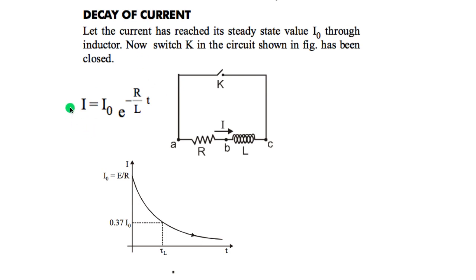Previously we learned the formula for growth current. The growth current and decay current formulas we should remember. The corresponding graph for the decay of current: if you plot the graph of I versus T, current versus time, we get an exponentially decreasing curve. This is the decay current. At the particular time constant, we will get the current equal to 0.37 times the peak current. This is the decay current.